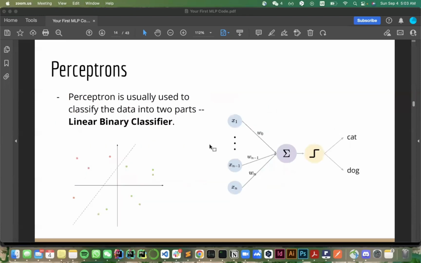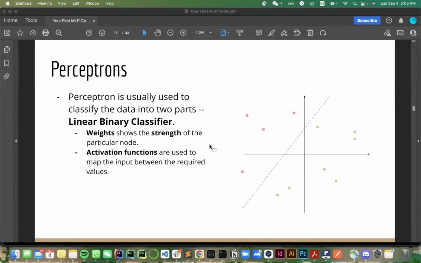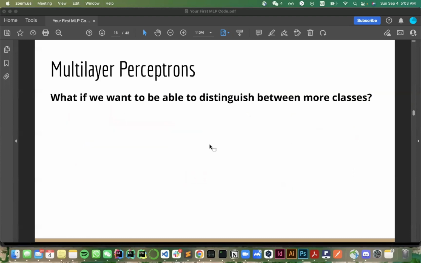Here, I use a very simple single layer perceptron to show how it is used to do linear binary classification. As you see, by using this perceptron, we are able to classify inputs into two classes. The weights show the strength of the particular nodes, and the activation functions are used to map the input between the required values. If we know how to use a perceptron to do binary classification, the second question that comes to us is how can we distinguish between more classes?